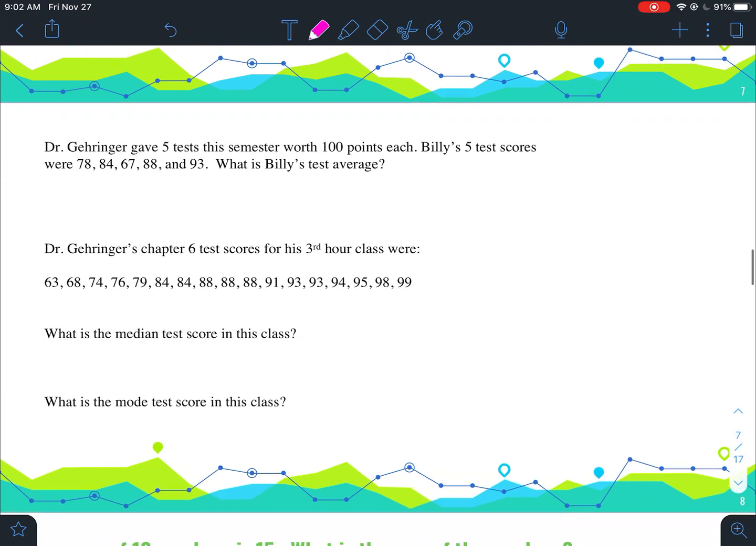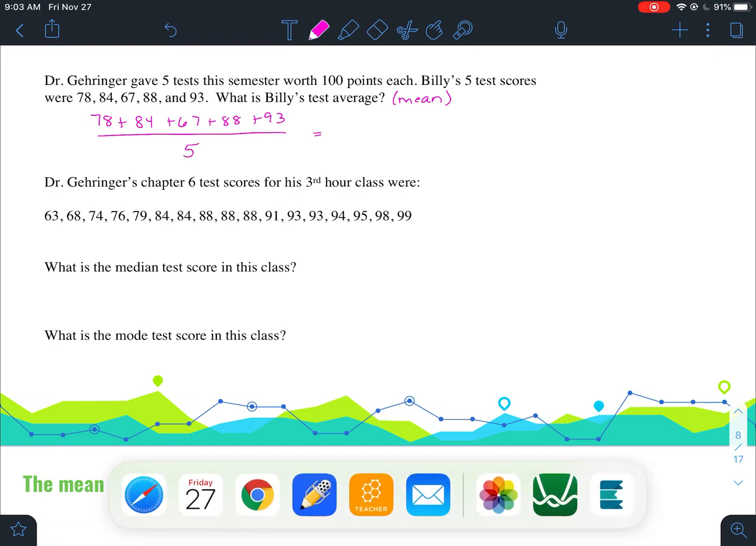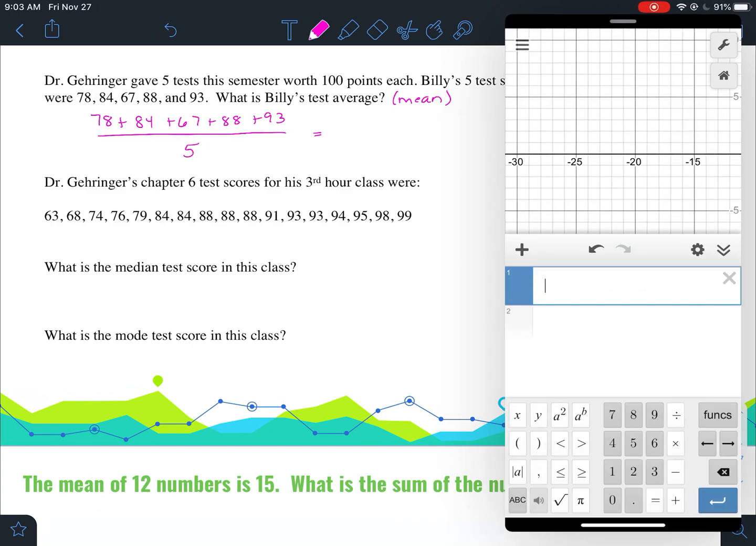So let's look at an example of this. Dr. Geringer gave 5 tests this semester worth 100 points each. Billy's 5 test scores were 78, 84, 67, 88, and 93. What is Billy's test average? Again, that's asking for his mean. So you take all of his test scores and add them together: 78 plus 84 plus 67 plus 88 plus 93. And then divide by how many tests he's taken. He's taken 5 tests.